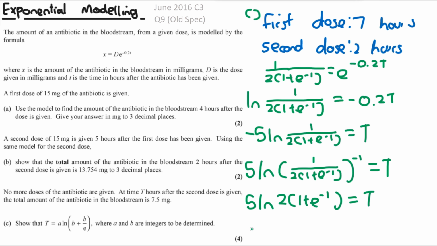And then we can expand the brackets to do 5 of the natural log of 2 plus 2 to the power e to the power of minus 1, which we can write as 2 over e, and this is equal to t. And this is the final answer, where we've got it in this form, where a is equal to 5 and b is equal to 2.